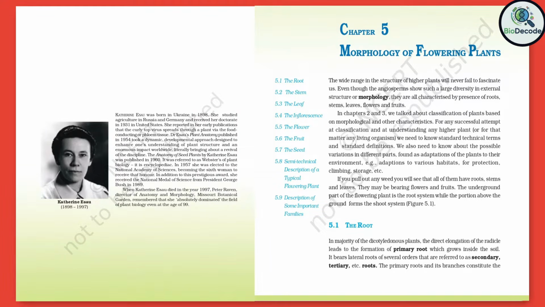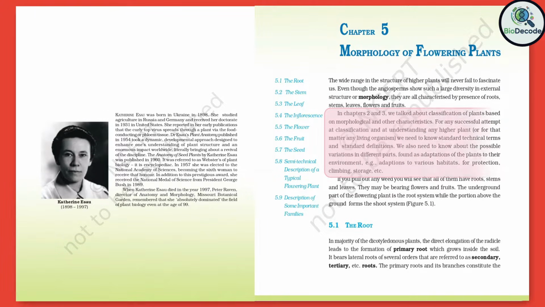Chapter 5, Morphology of Flowering Plants. The wide range in the structure of higher plants will never fail to fascinate us. Even though the angiosperms show such a large diversity in external structure or morphology, they are all characterized by the presence of roots, stems, leaves, flowers, and fruits.